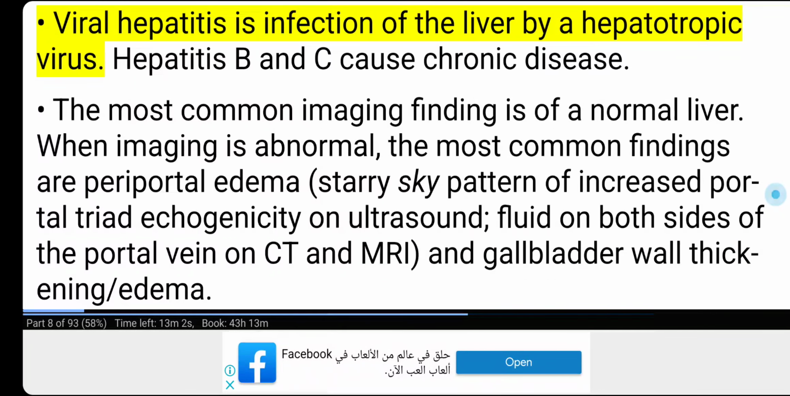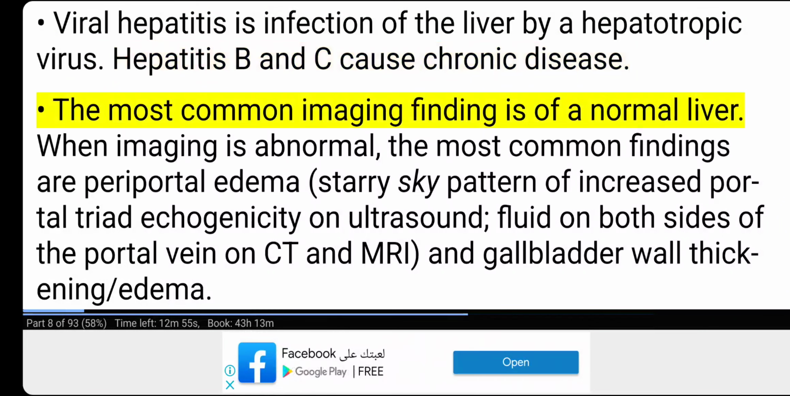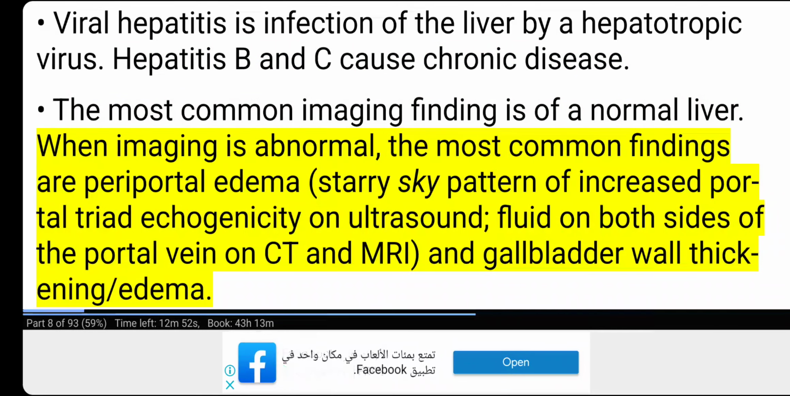Viral hepatitis is infection of the liver by a hepatotropic virus. Hepatitis B and C cause chronic disease. The most common imaging finding is of a normal liver. When imaging is abnormal, the most common findings are periportal edema, starry sky pattern of increased portal triad echogenicity on ultrasound, fluid on both sides of the portal vein on CT and MRI, and gallbladder wall thickening, edema.